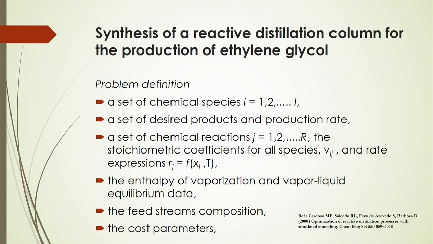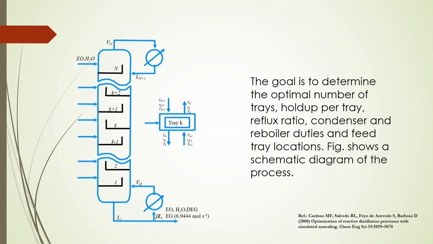So, these are the problem definitions which are summarized like this, and they have considered a multi-tray distillation column, and their goal was to determine the optimal number of trays, holdup per tray, where holdup means the volume fraction of that particular phase per tray, reflux ratio, condenser and reboiler duties, and also what should be the feed tray locations that are to be optimized. It is shown in a figure like this: the ethanol water mixture will be supplied at a different tray, and what should be the optimal location of that feed tray, and the optimal reflux ratio, condenser and reboiler duties.